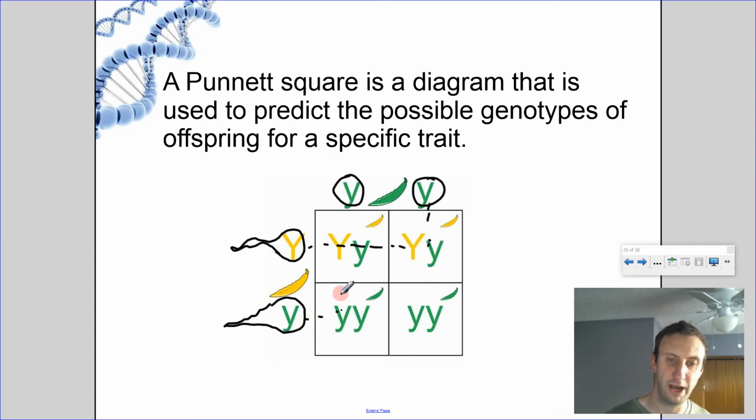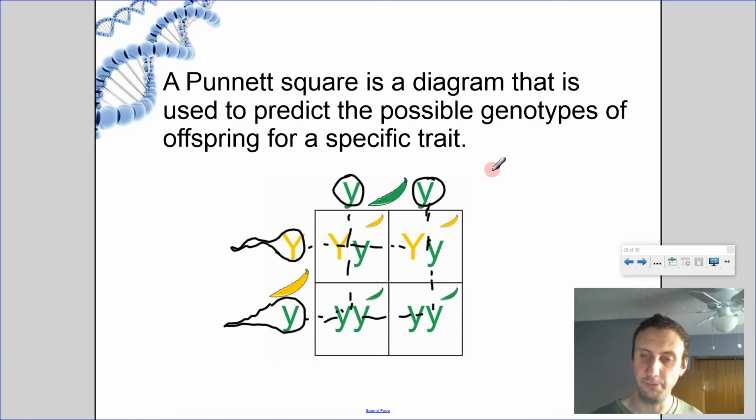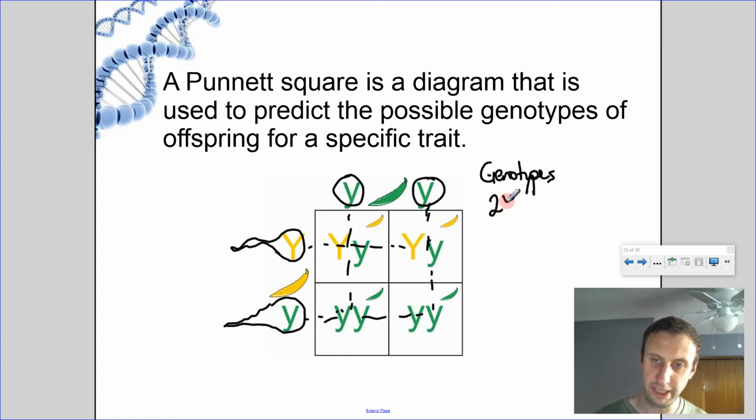Here I've got little y, okay, and little y. So here I have offspring that would be green because it has the 2 recessive alleles. So if I were to look at genotypes, what I have here for genotypes is 2 capital Y, lowercase y, and I have 2 lowercase y, lowercase y.